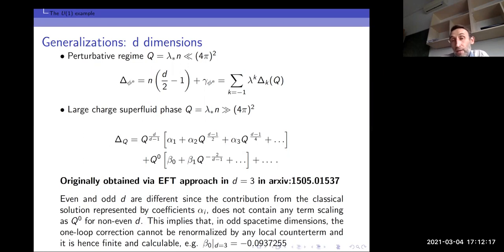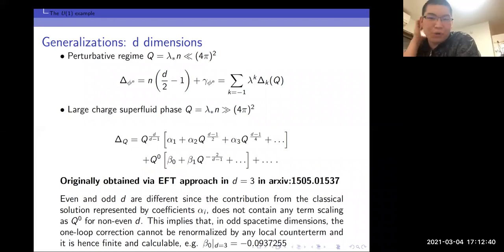And therefore, this quantum correction will be finite and calculable. In particular, for example, in 3 dimensions, this beta_0 coefficient is given by this number. Also, beta_1 can be found, but I don't write it here. But these numbers are finite and calculable in any space-time dimension which is odd.